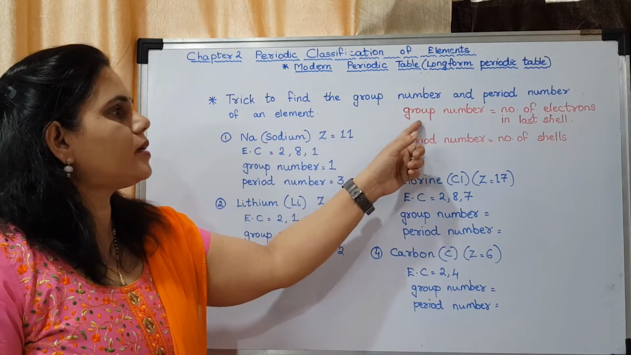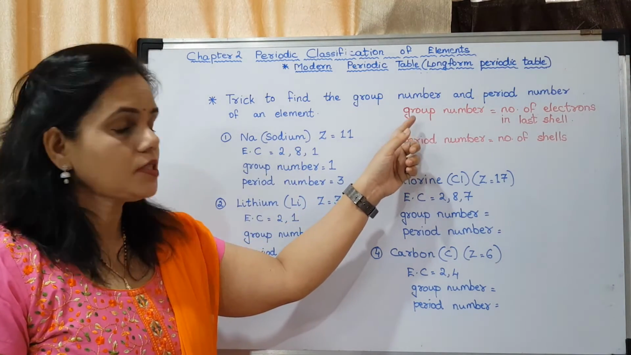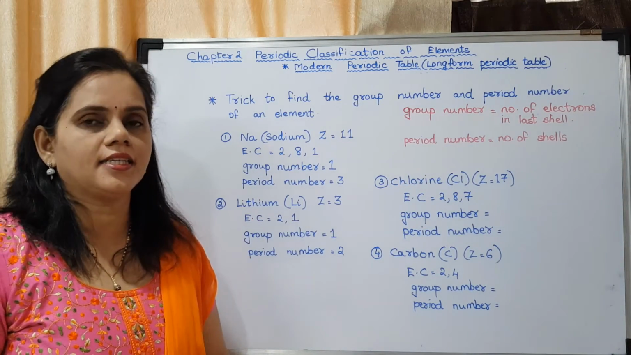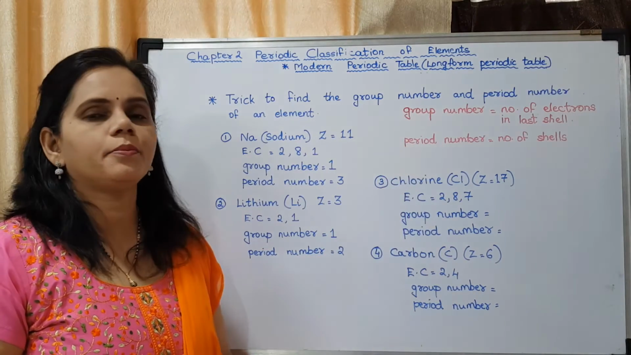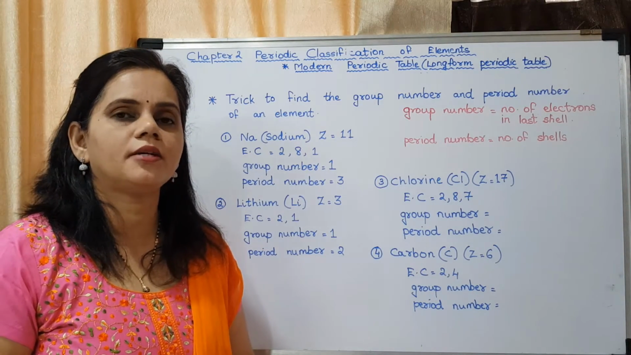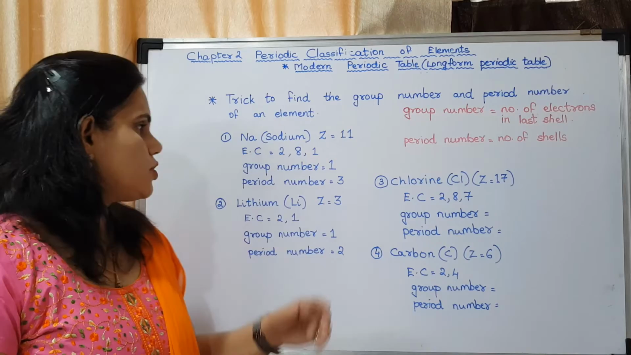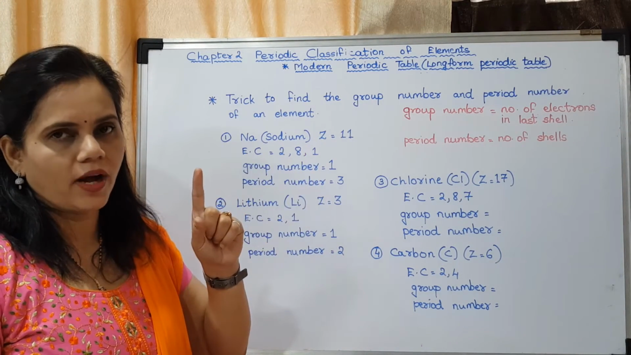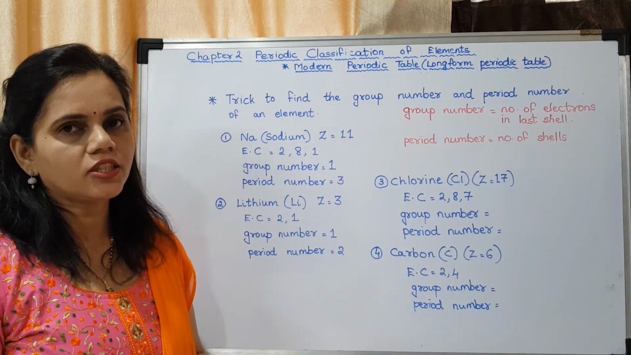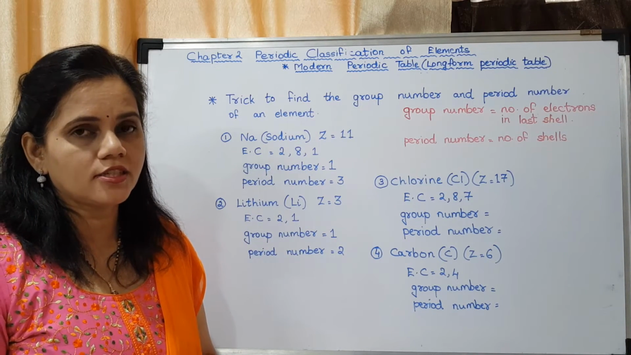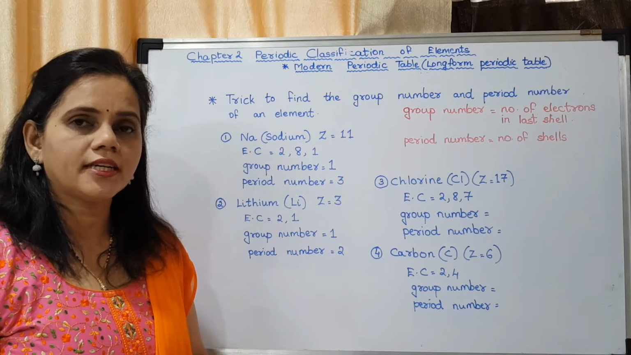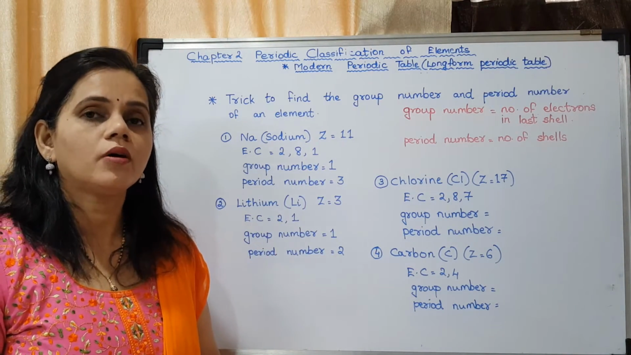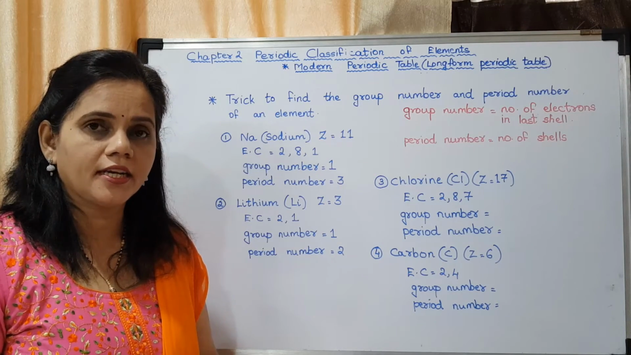So what does the group number denote? Group number denotes the number of electrons in the last shell. And what does the period number denote? Period number is denoted by the number of shells. So how many electrons are there in the last shell? There is 1. So the group number is 1, and it belongs to group 1. You may check in that periodic table.